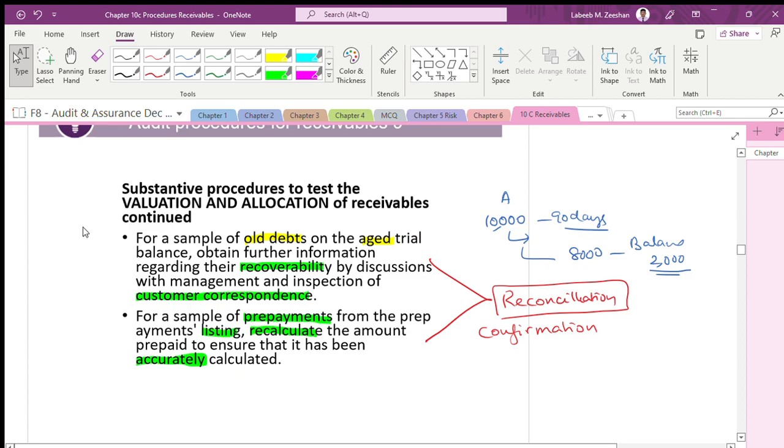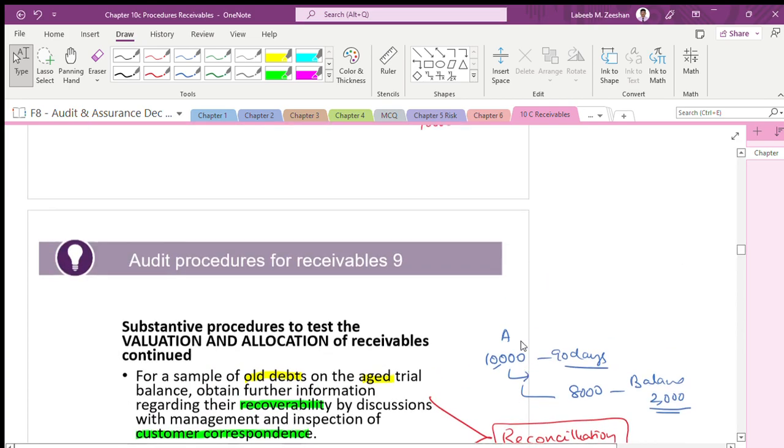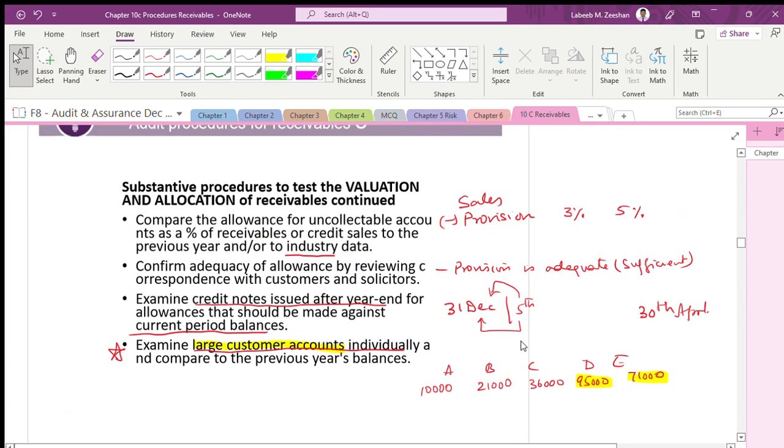Which one? Prepayment? Previous slide. This one? Yes, examine credit notes.